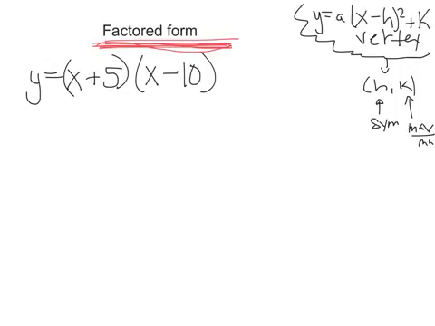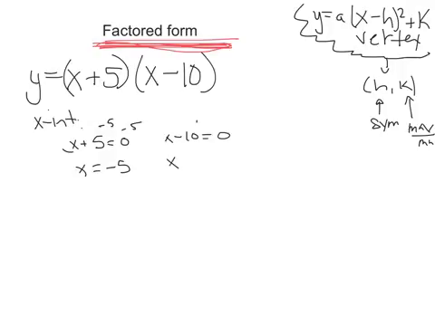So now factored form. The first and most obvious part that it's going to give us are our x-intercepts, or the zeros. So when does x plus 5 equal 0? And when does x minus 10 equal 0? If we subtract 5 from both sides, that isolates x. And when x equals negative 5, this whole equation will equal 0. Same thing if we add 10 to both sides, that isolates x, and x becomes positive 10.